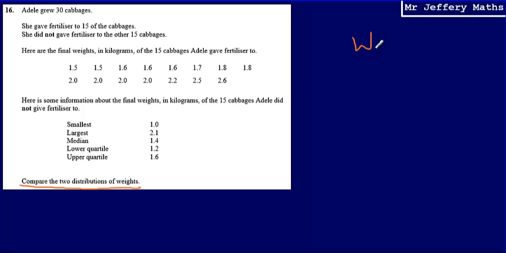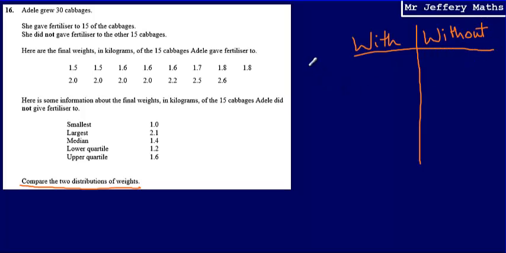and so what I'm going to do is put this into a table. So we're going to have some information about the cabbages with the fertiliser and some about the cabbages without the fertiliser. And so the first thing that I'm going to compare is the median. So I'm going to use a measure of location to begin with. And I am told that without the fertiliser, the median was 1.4.